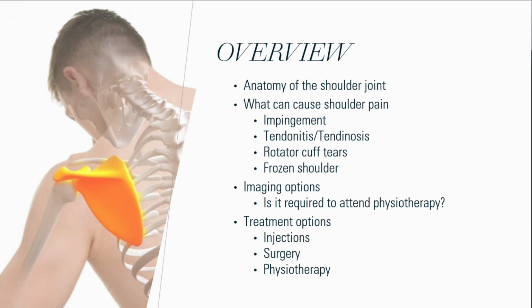So just a brief overview of what we'll look at tonight. We'll look at an overview of the anatomy of the shoulder joint so we can better understand what structures can cause pain in varying conditions. This is not going to be an exhaustive list of all shoulder issues, but there are a few of the more common conditions we tend to see in clinic. I've condensed it for timing purposes. We'll also look at imaging and whether or not it's required in order to come see us. And then we'll also get into the treatment options available to you with a specific focus on surgery and physiotherapy.